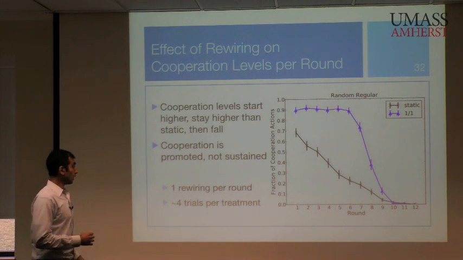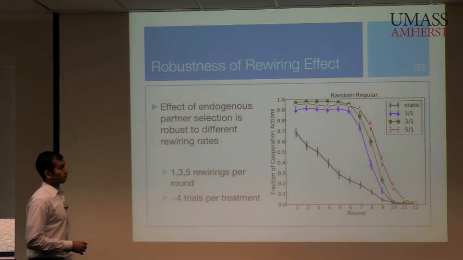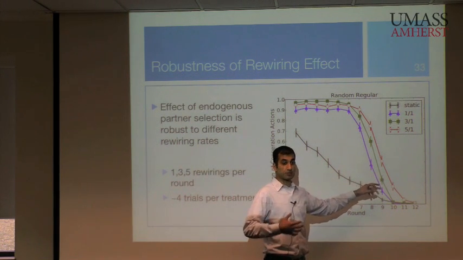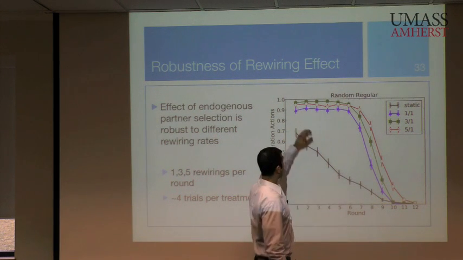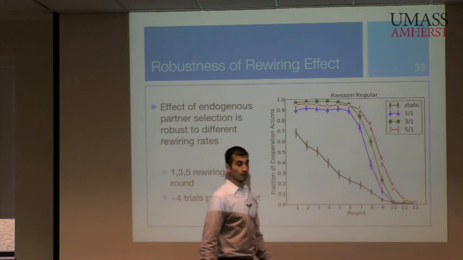Right? And so just to show you that I'm not cherry-picking results, the green curve is three link updates, 3 rewirings after every round. The red curve is 5 rewirings after every round. You get the same effect. Big boost at the beginning, sustained, precipitous fall. Right?